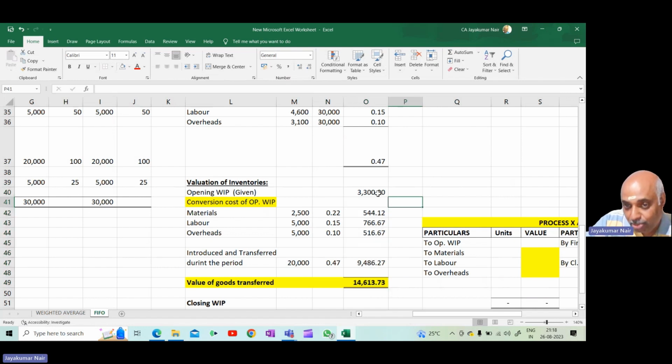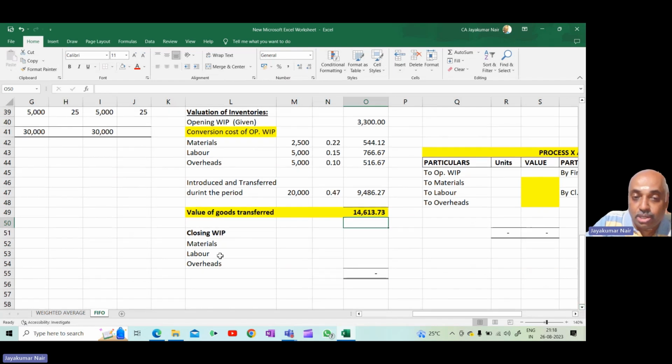So opening work in progress, which is already completed, and during the year you have introduced and passed on to the next process. So the total value is, you add all these, you get 14,613.73. But you also have closing work in progress. So how do you value closing work in progress?